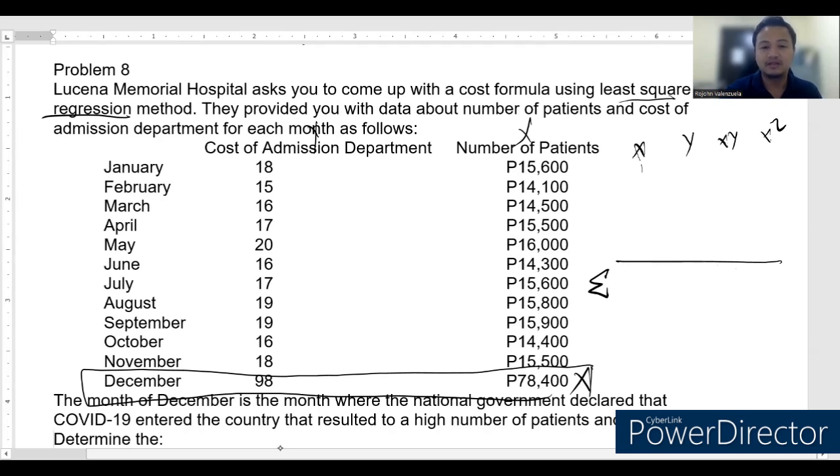Yung December, we will not include that. We will ignore that dahil siya ay outlier. It's not within the relevant range. So, makaka-apekto siya sa computations natin. Okay? So, tatanggalin siya. Katulad din siya ng high-low method. Okay? Sige. So, yun lang.